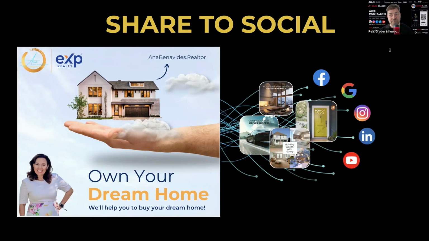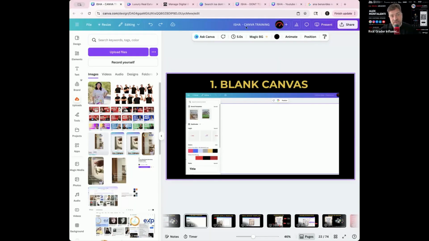How do I save it as a template to reuse it later? Honorata asks. You simply save it as a template. You literally name it, give it a name. So if I go back here, I can call this Isha Canva training on the top and it'll save it as a template. And I can move it into a folder if I want as well.